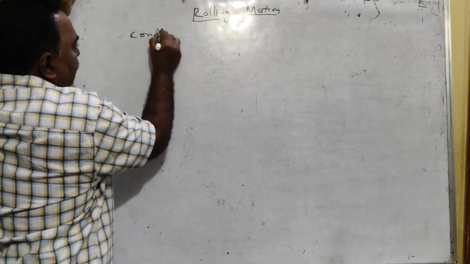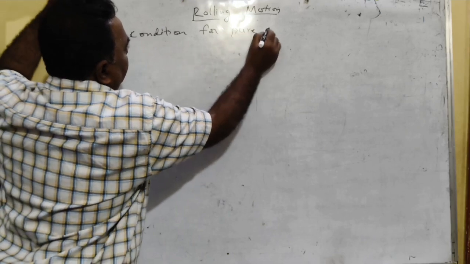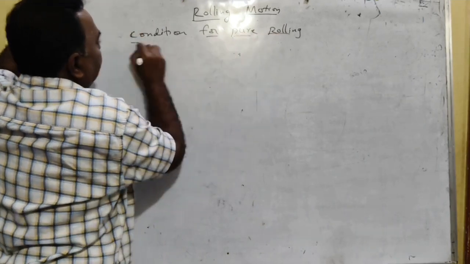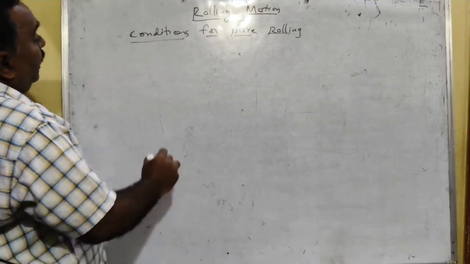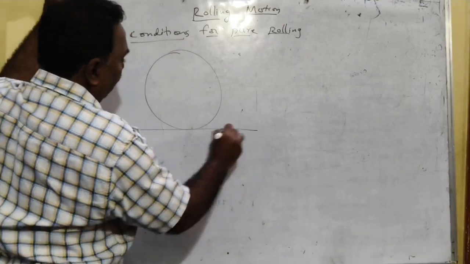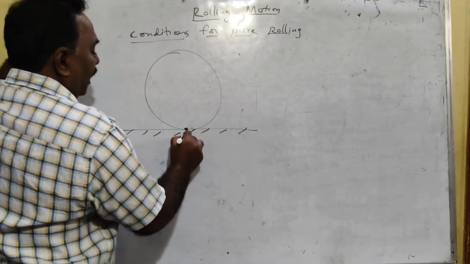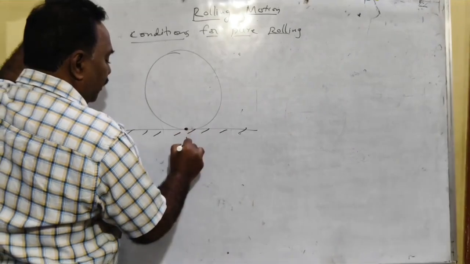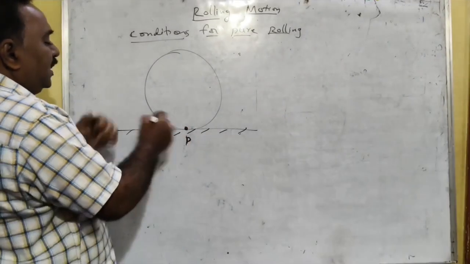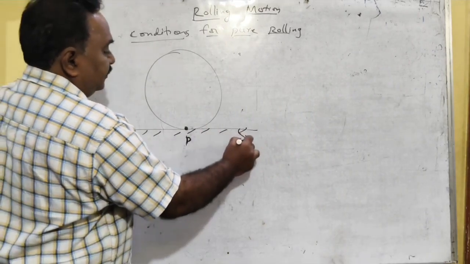Conditions for pure rolling. Conditions for pure rolling means here how can we understand what are the conditions. Let's suppose a body is rolling on a horizontal surface, right? But here we assumed a point P, a particle P here. This particle will be instantaneously at rest with respect to the surface.